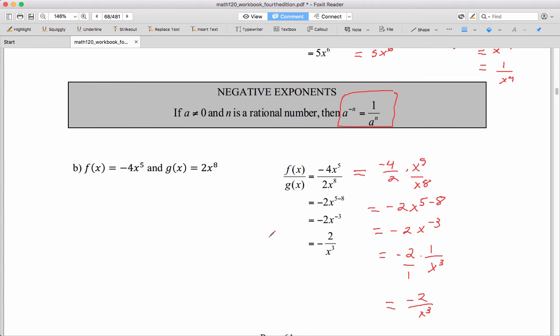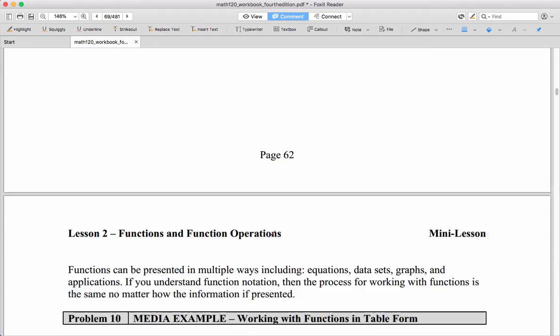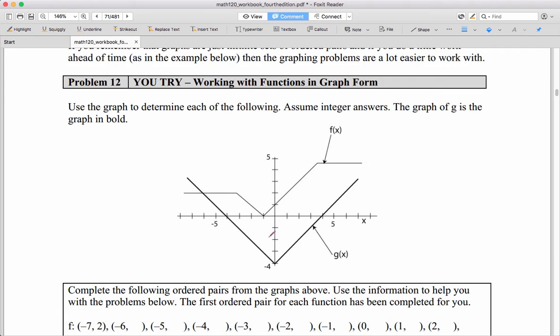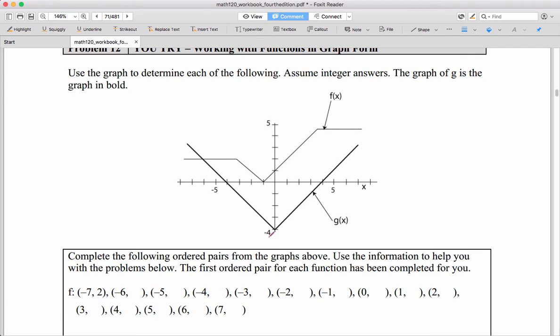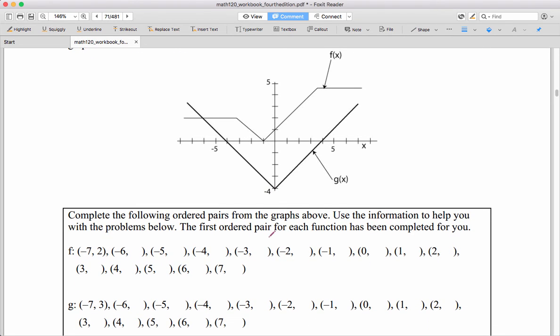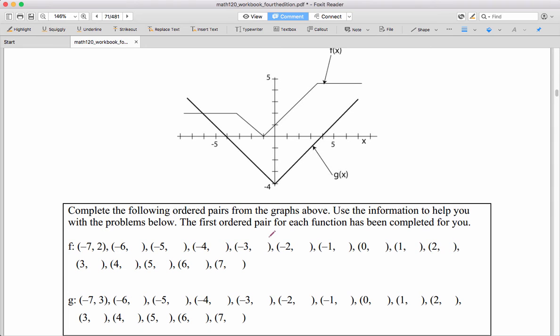Hopefully that helps. Let's scroll on down to problem number 12. That's your turn, number 12 here, or you try. It says, use the graph to determine each of the following. Assume integer answers. The graph of g is the graph in bold. The first thing we have to do is go down here and fill out this table for f and g. So let's go ahead and do that.